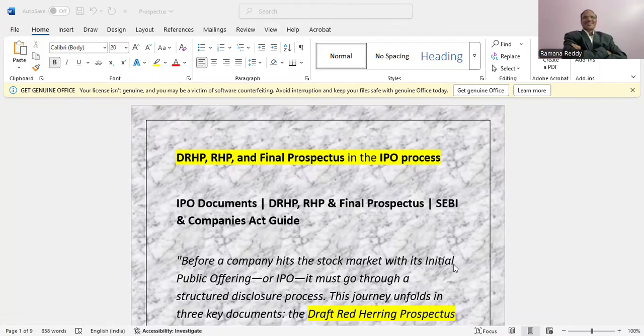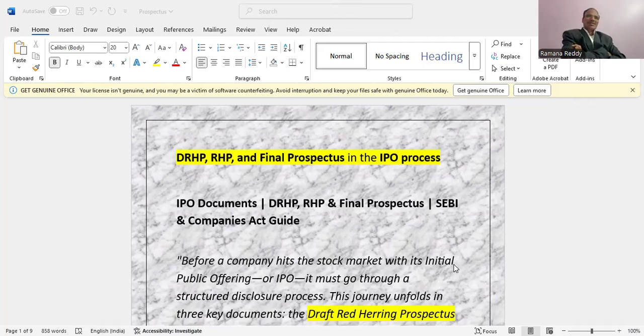Now we are discussing an important topic, IPO documents, including DRHP, RHP, Final Prospectus, and SEBI and Companies Act. A clear guide on IPO documents.